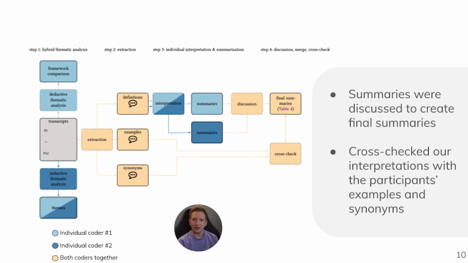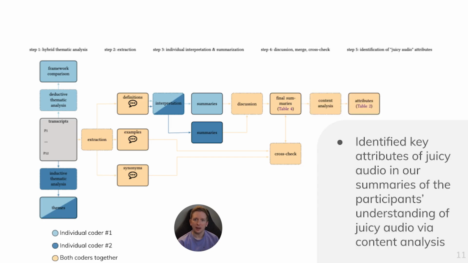For the second to last step, we came back together again to discuss each of the individual summaries and use that to come up with final summaries for each participant's definition. We then cross-checked our interpretations with the participants' examples and synonyms that they provided. The last step in our approach was to look at the final summaries that we had created previously and perform a content analysis on them to look for specific attributes of juicy audio to allow us to better understand how juicy audio is constructed.